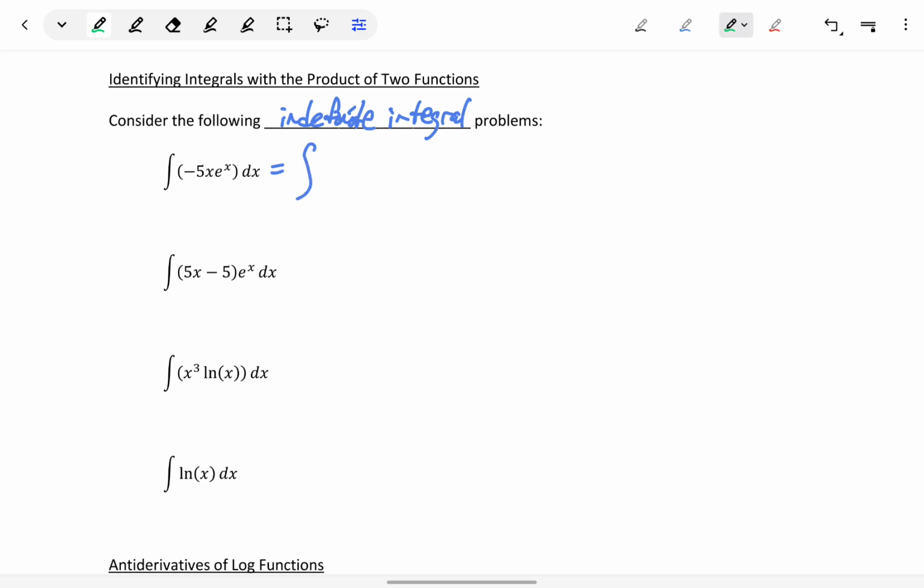So in the first case, we have the product of negative 5x times e to the x dx. In the second problem, we're integrating the first function, 5x minus 5, times the second function, e to the x dx.